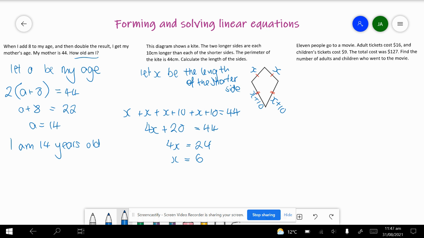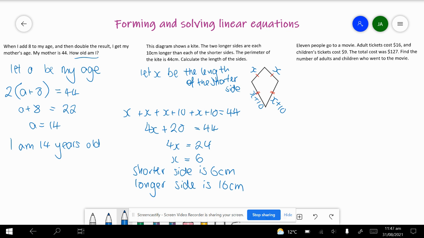Okay, again, answer it in the context of the question. So the shortest side is 6 centimetres, and then the longer side, of course, is 10 centimetres longer, and so they must be 16 centimetres.